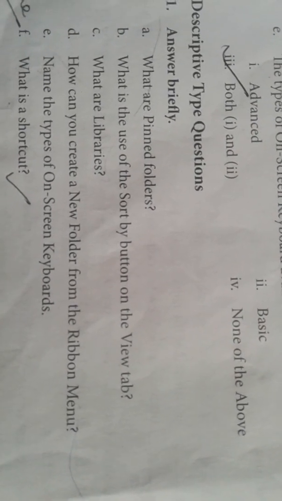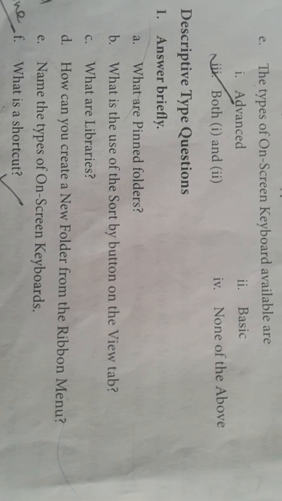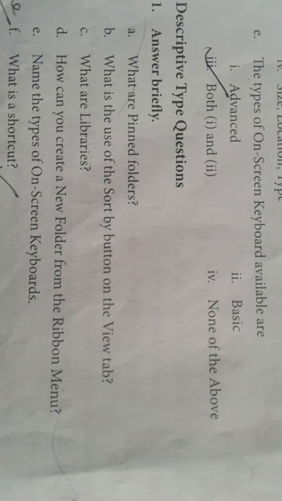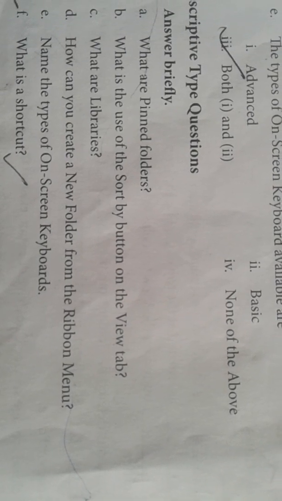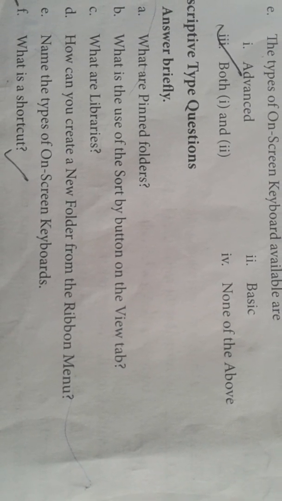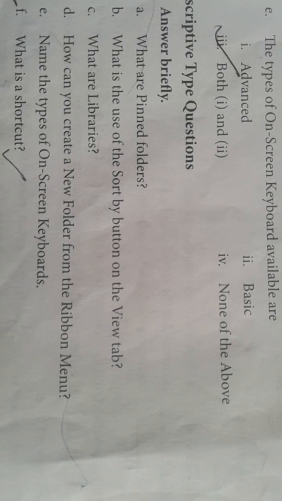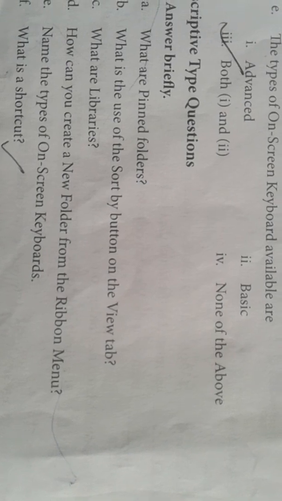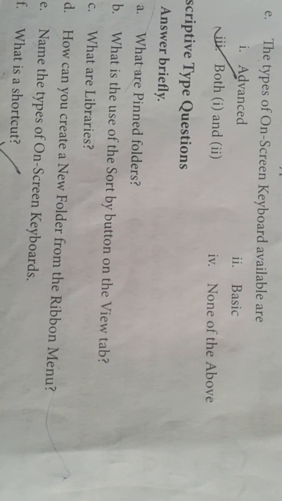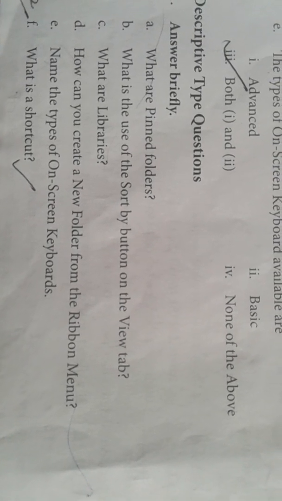Then the next question, E. Name the types of on-screen keyboard. How many types of on-screen keyboard are there? There are two types of on-screen keyboards. First one is basic touch keyboard. Then the second one is advanced on-screen keyboard. There are two types of on-screen keyboards. First is basic touch keyboard. The second one is advanced on-screen keyboard. Right?